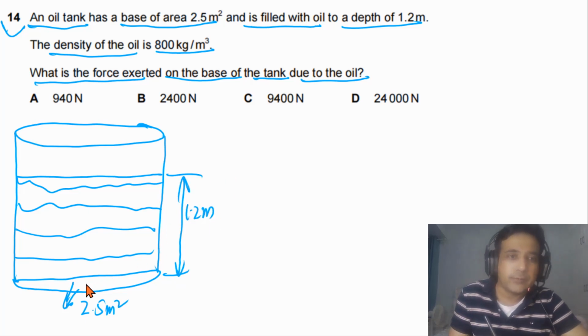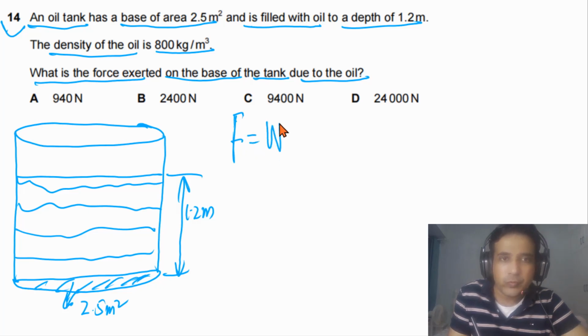We need to find out the force exerted at the base of the tank, meaning at this base. So the force at the base is simply equal to the weight of oil, and the weight of oil is equal to mass of oil times g.